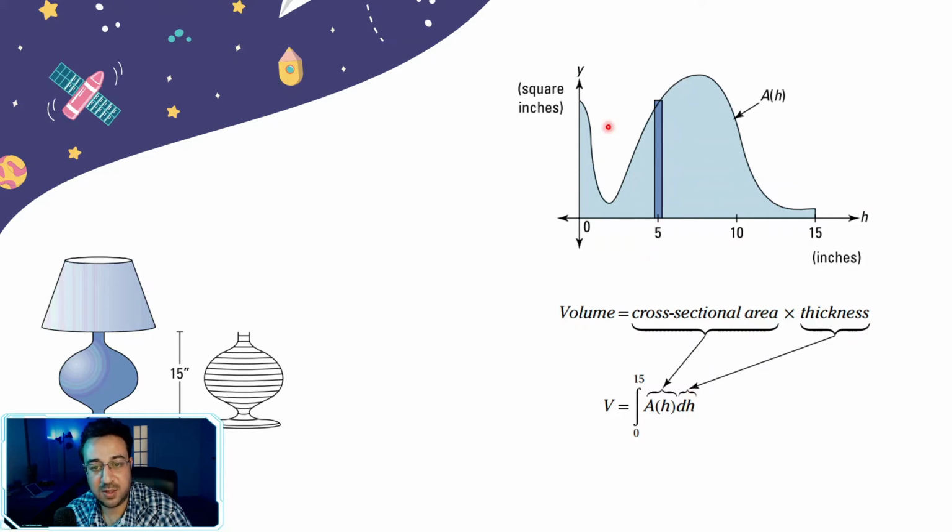Adding all those segments under the curve will give you the area, or the volume in this case, of the lamp base. So V, or the volume, equals the integration from 0 inches to 15 inches of height. So we're going from 0 to 15 of A of h, which is the area as it is going upward, multiplied by that infinitesimal section dh.